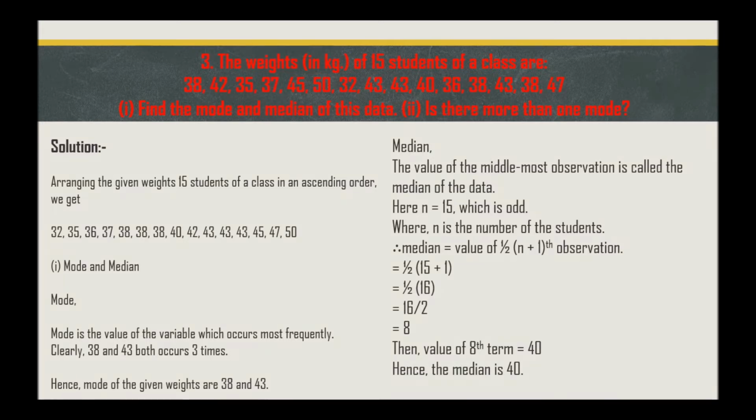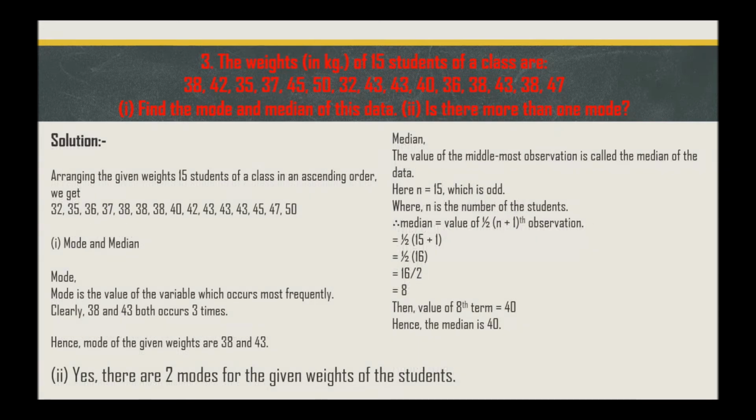Then we will find the median. Here n is 15, which is odd. That means median equals the value of the (n plus 1) by 2 th observation. So (15 plus 1) is 16, 16 upon 2 is the 8th term. So the value of the 8th term is 40. So the median is 40. And yes, there are two modes for the given weights of the students.